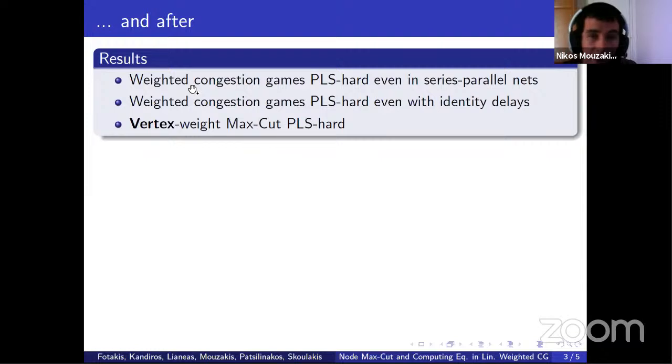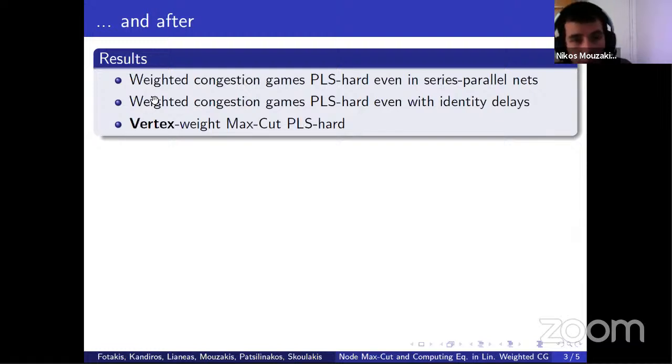So our results here are that weighted congestion games are PLS-hard, even in series parallel networks. Series parallel networks are a very simple network topology where the unweighted case can be solved in linear time. Moreover, we show that weighted congestion games are PLS-hard even when we have identity delays. This means that the resources are all of the form f(x) = x, so there are no coefficients here. Note also that weighted congestion games are guaranteed to have exact equilibria in the case of very specific families of functions, for example, linear functions.